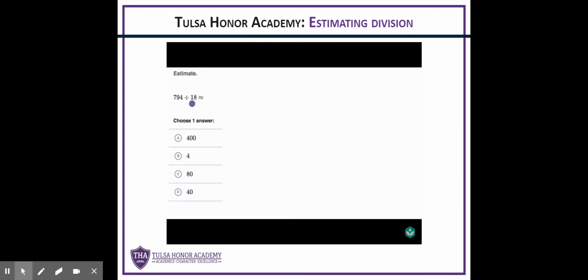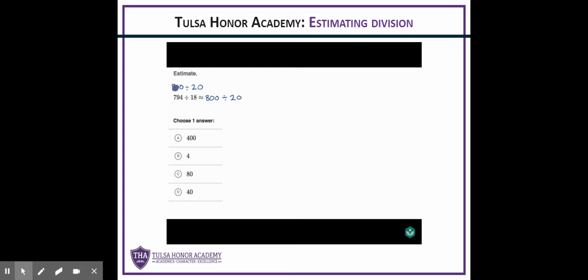So I'll tell you what my brain does. My brain says that, look, 794 is awfully close to 800, and then 18 is close to 20. And so I would say this is going to be roughly the same thing as 800. It's going to be roughly equal to 800 divided by 20. Is it going to be exactly equal?